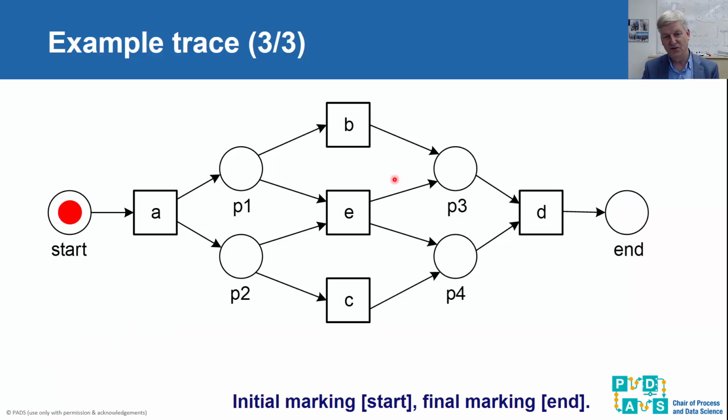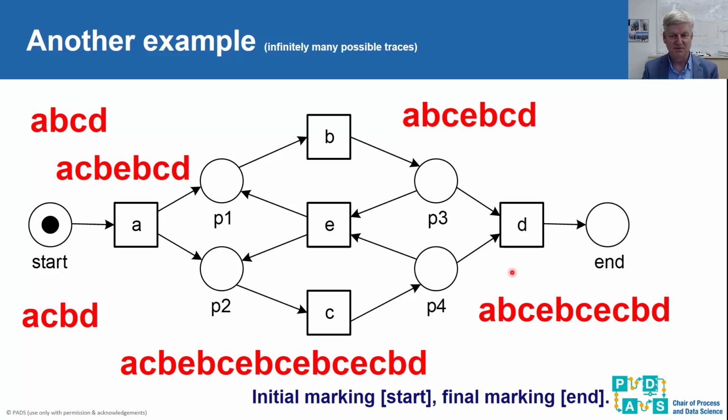A third possible execution of this model is that again we start with A, but now instead of starting with B or C, we start with E. E requires both tokens on place P1 and P2. Both of them are consumed. They are produced for the output places, and in one step we consume 2 tokens and we produce 2 tokens, and we can immediately go to D, and after D we have reached again the final marking. So these are the 3 possible behaviors of such a model.